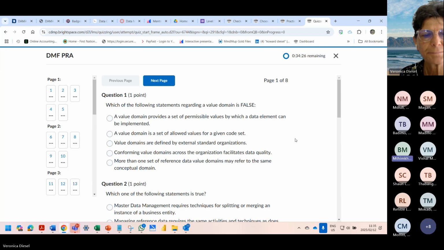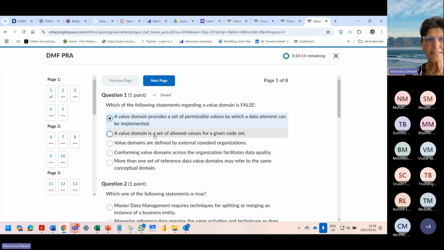Anyone? I don't know the answer. A value domain was defined as the set of permissible values by which a data element can be implemented. It's tricky because it's a set of allowed values for a given code set. It's allowed values, but code set. Value domains are defined by external standards. That's not always the case.